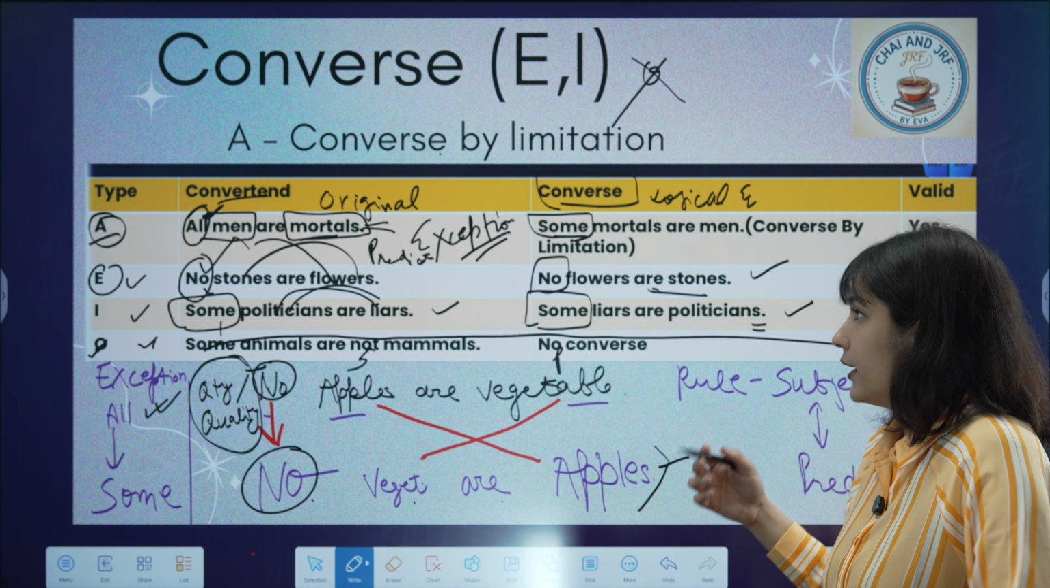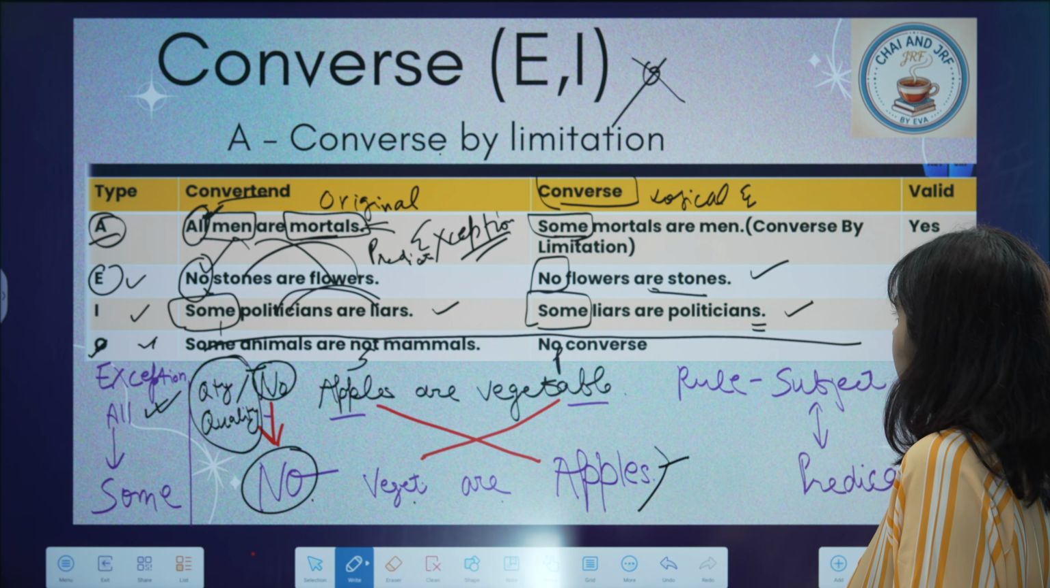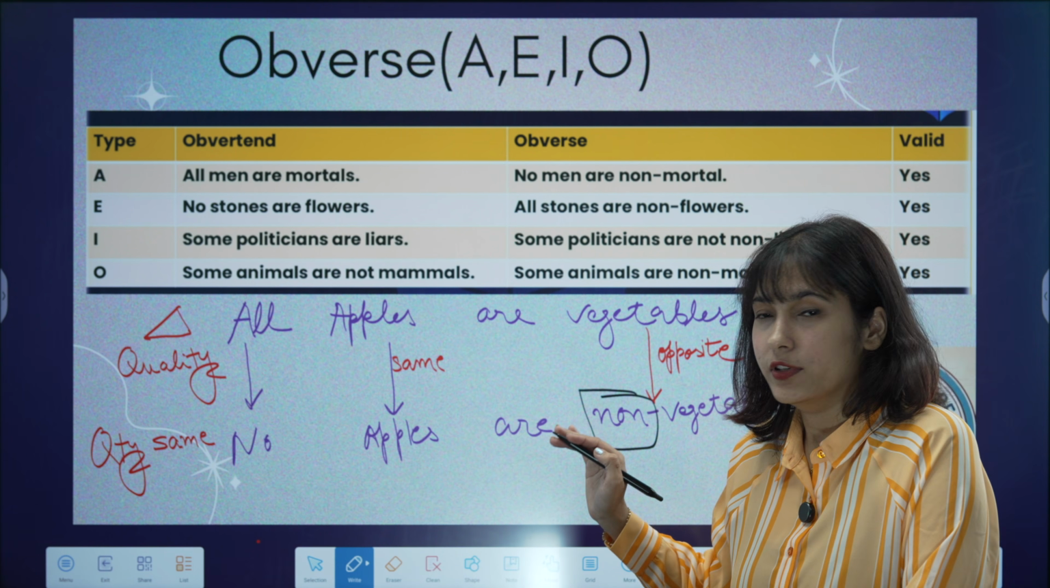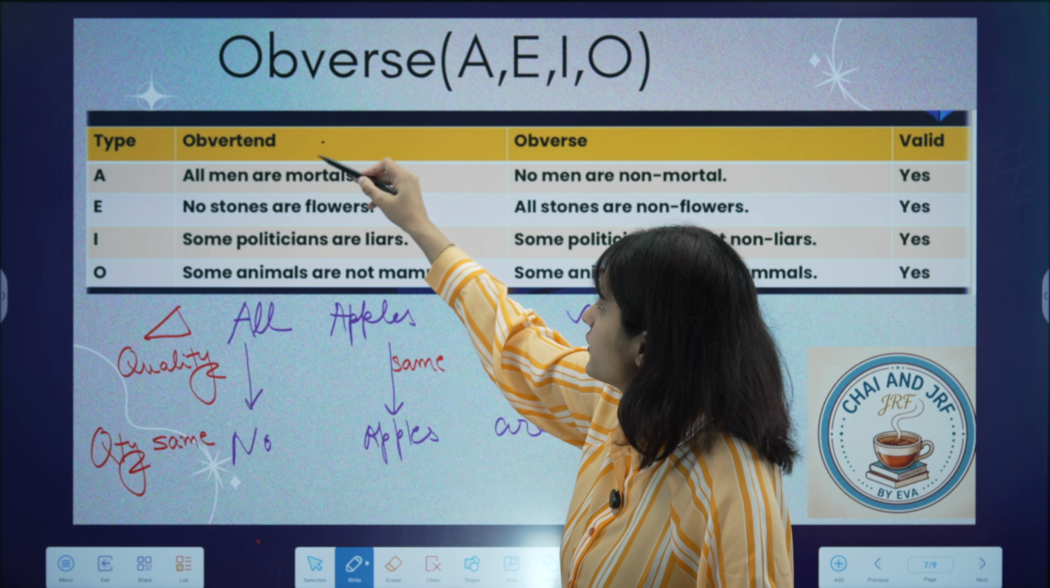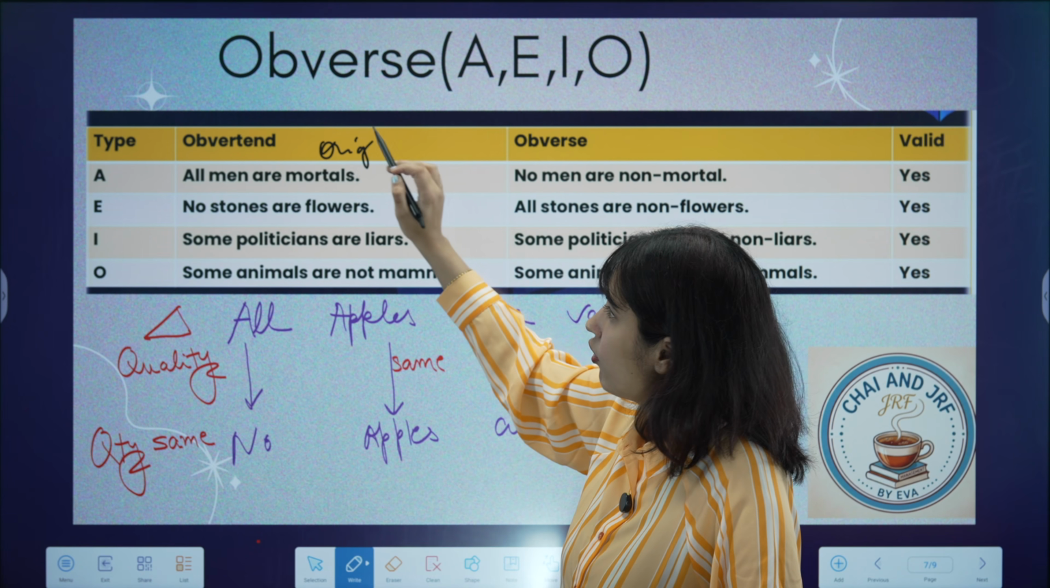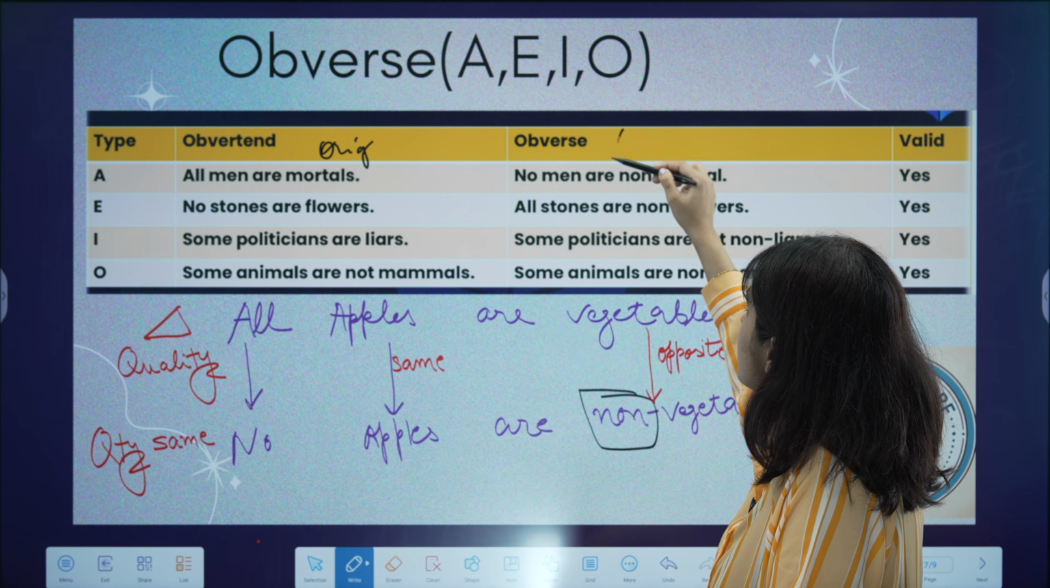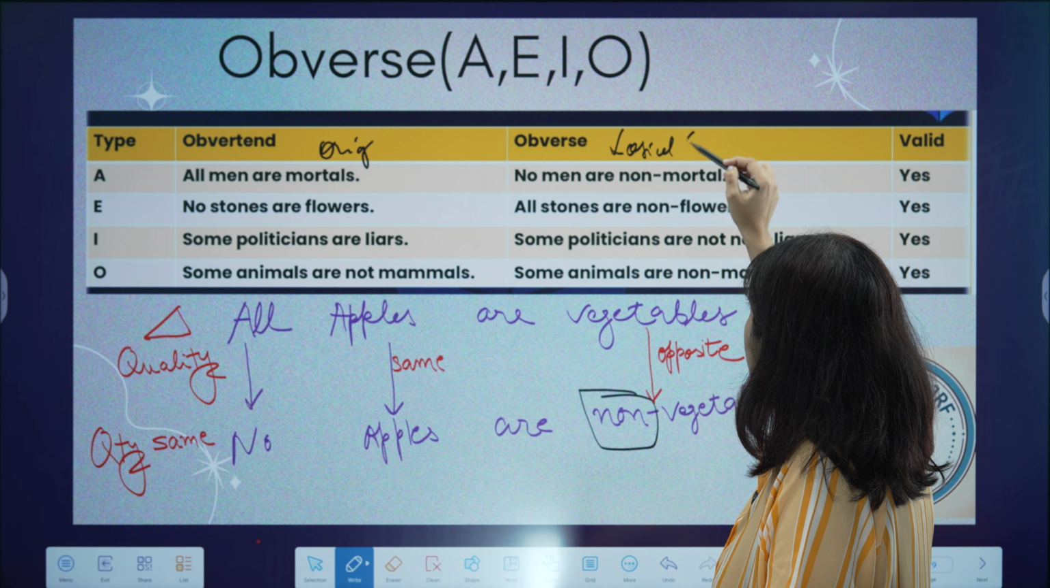Moving ahead with our next concept, that is related to obverse. So now here is the original statement. It is also known as the obvertend, and then the obverse logical equivalent.